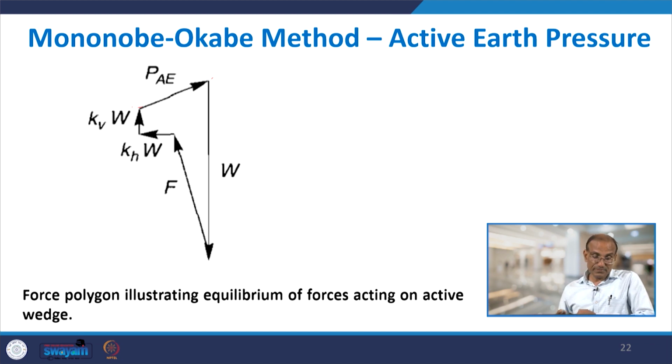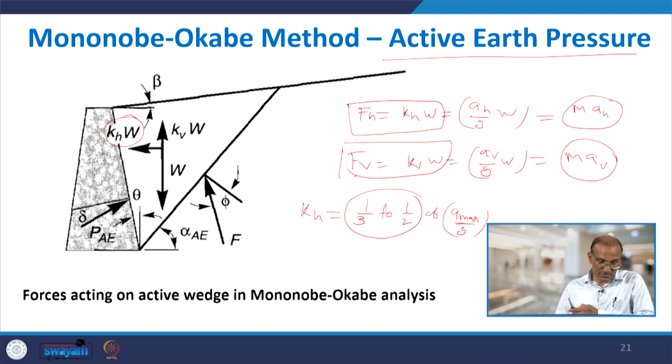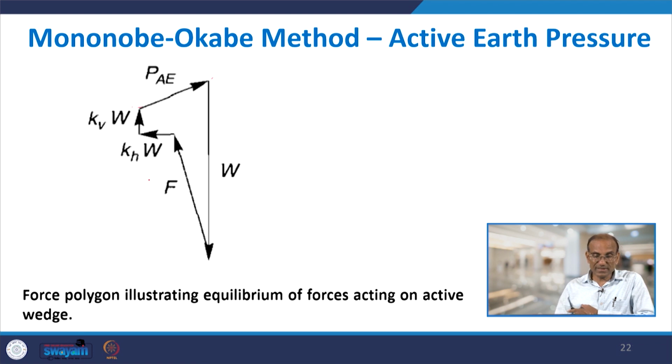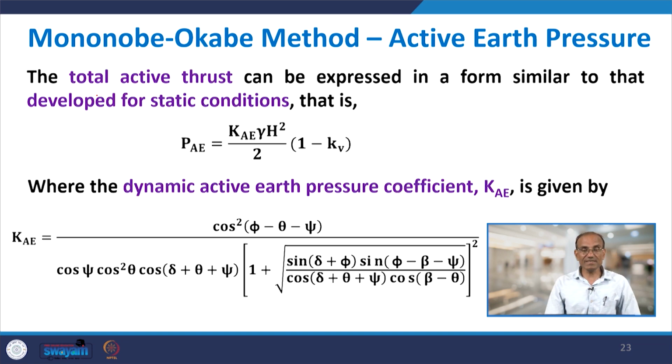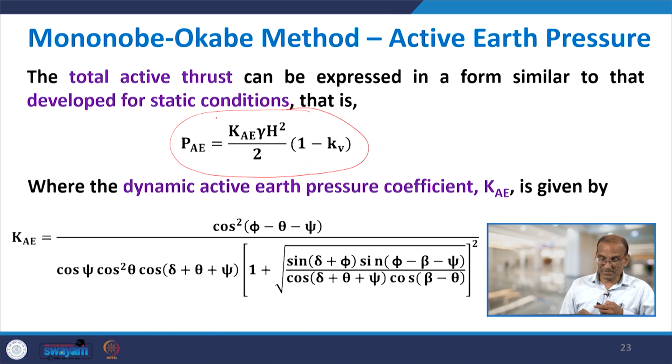Here PAE is the active earth pressure, including the effect of earthquake. For the dynamic case, PAE is given from this relation: half KE gamma h square into 1 minus kv, where the total active pressure can be expressed in a form similar to that developed for the static condition. This equation gives you a combination of total, meaning static plus dynamic. So, this equation gives you the complete earth pressure including static also.